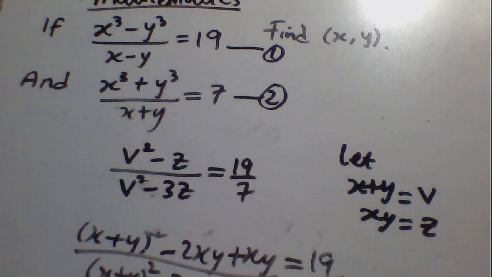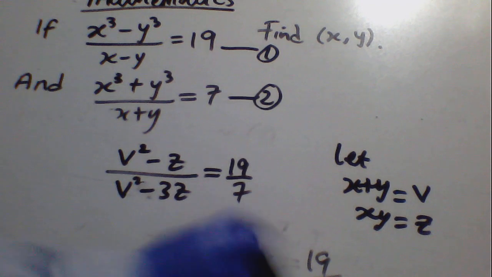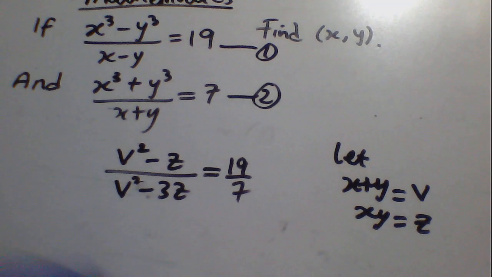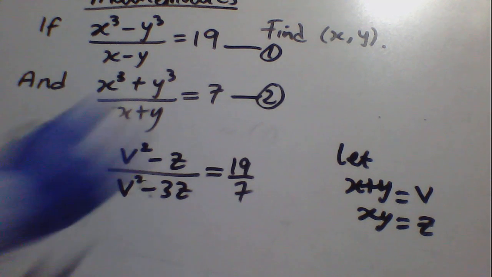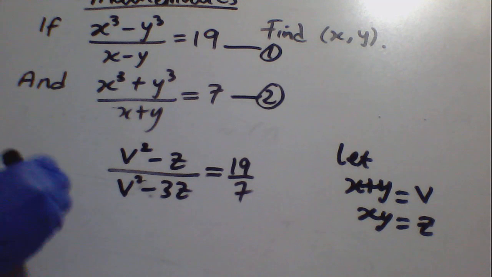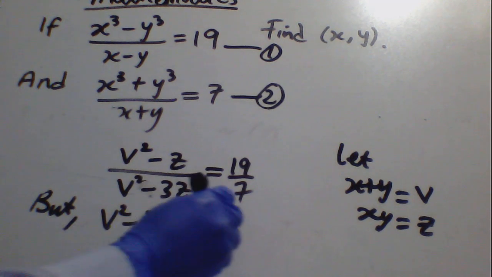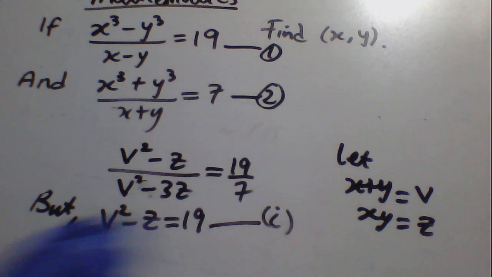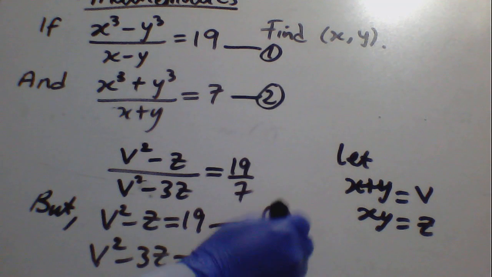So the next thing we have to do is to see how we can find the values of x and the values of v and the z. This is like one equation dividing the other. So from here we can split these two equations. That v squared minus z squared is equals to 19. So I can call this equation I. And then v squared minus 3z is equals to 7, and I can call this equation II.